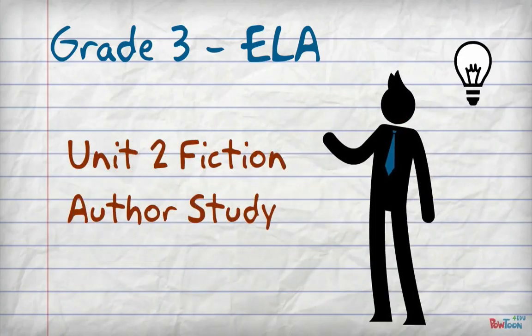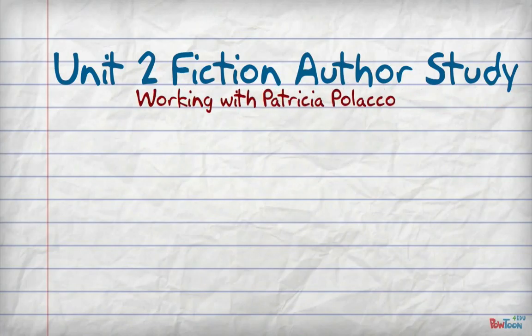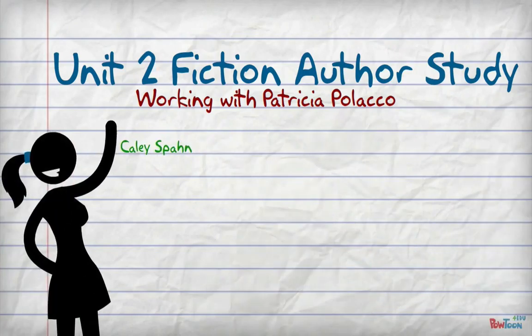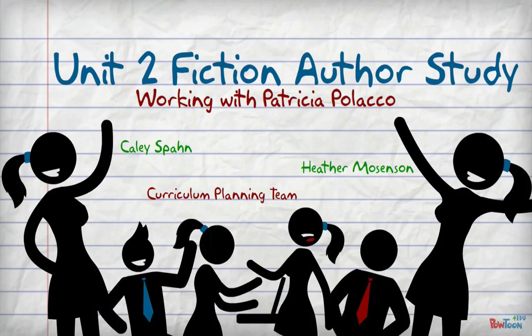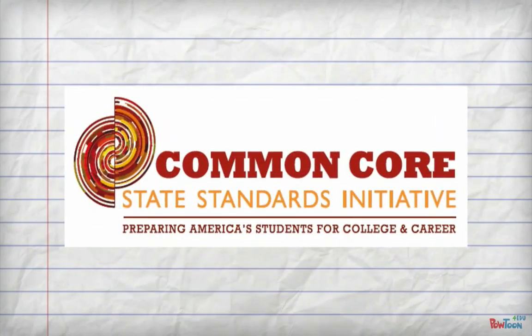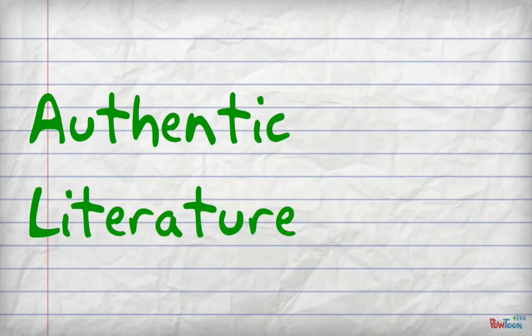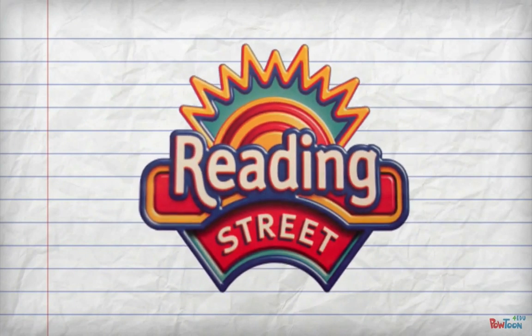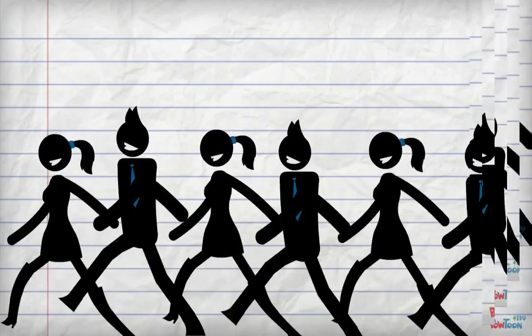Let's get started. Good morning, third grade team. Today we are going to talk about the Unit 2 Fiction Author Study, working with Patricia Polacco. My name is Kaylee Spahn, and this summer I worked with Heather Mosenson and the curriculum planning team to come up with a map that can help us align our curriculum with the Common Core standards while using authentic literature and including some of the literature that we already have, like in Reading Street. So I'll walk you through that today, how to use the UBD and the different assessments that we'll use for this unit, and it's a lot of fun.